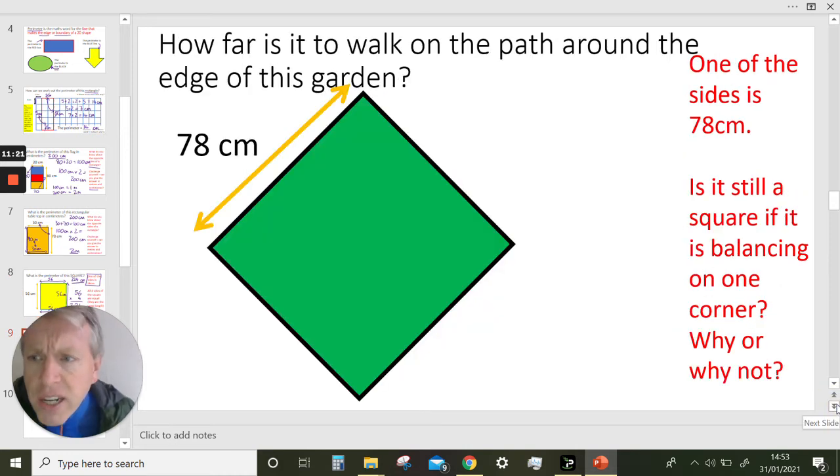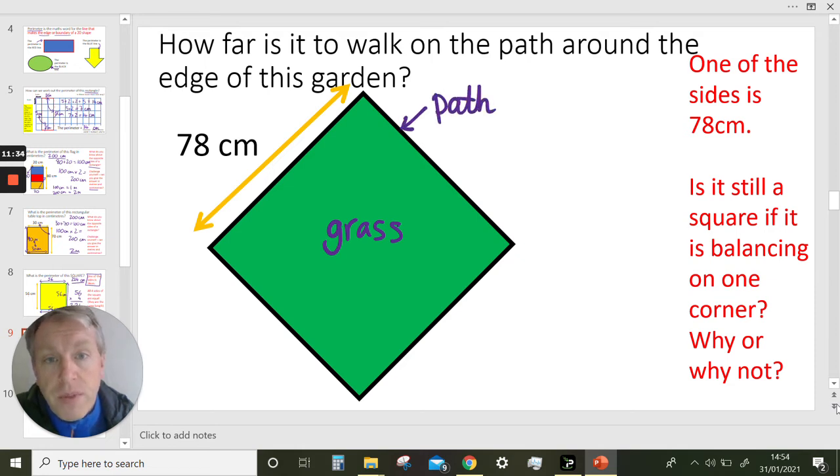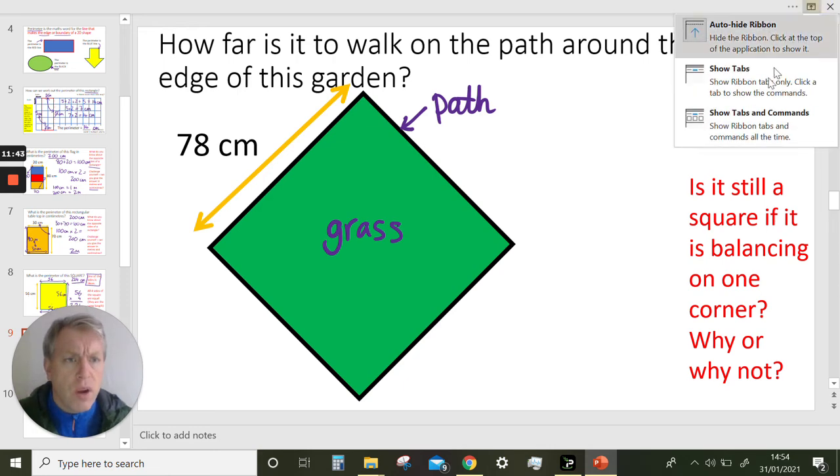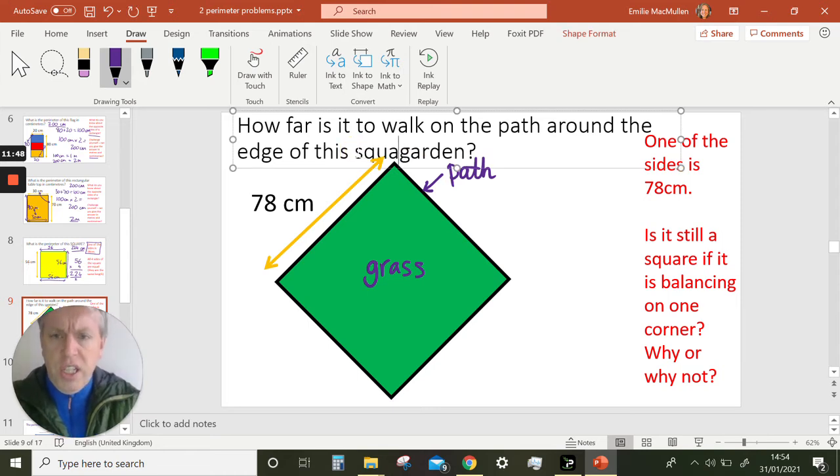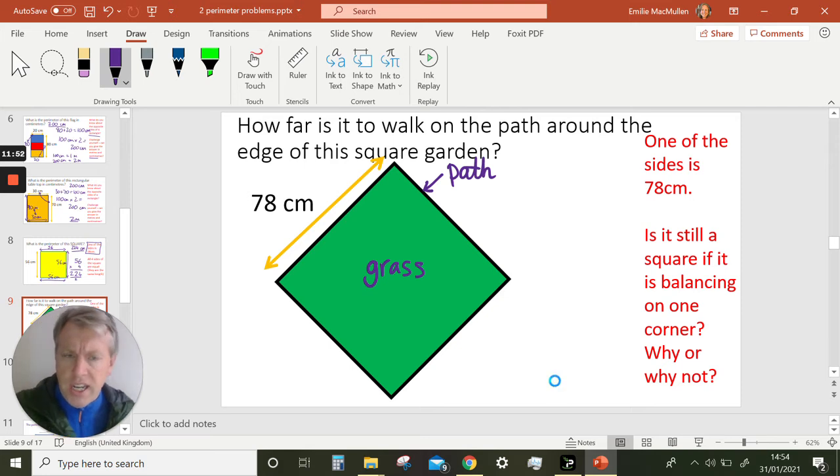Okay, here's a picture of a garden. The green bit is the grass, and the black bit is the path. Well, this question doesn't say, do you know what I should have done? I should have written this question more carefully. I'm going to change this one. I need to put in square garden. Yeah, I'm going to change that. Okay.